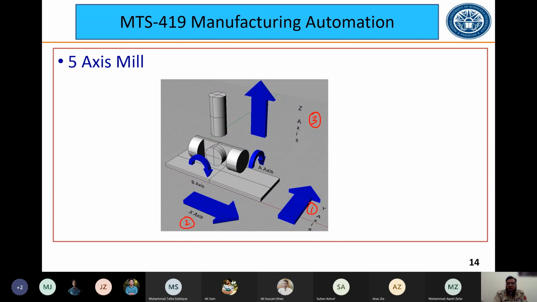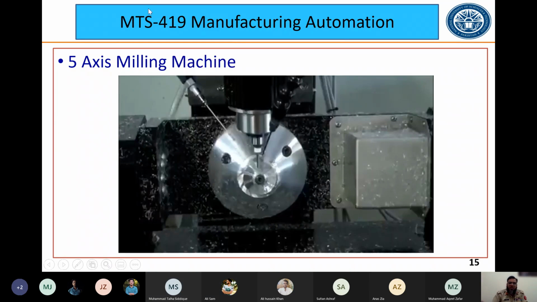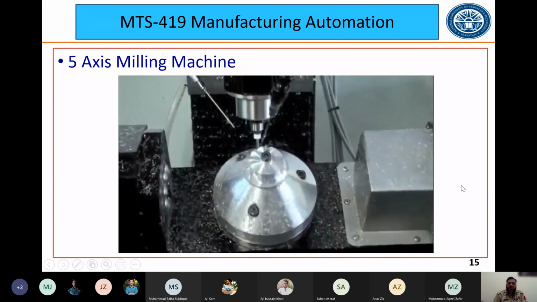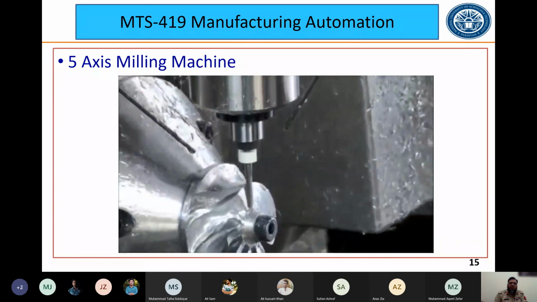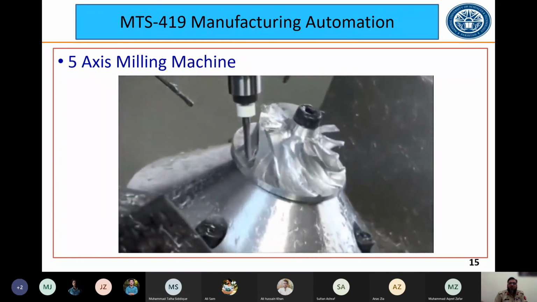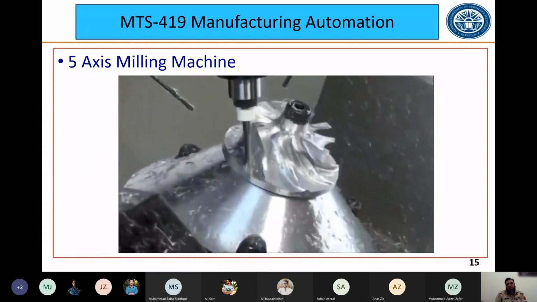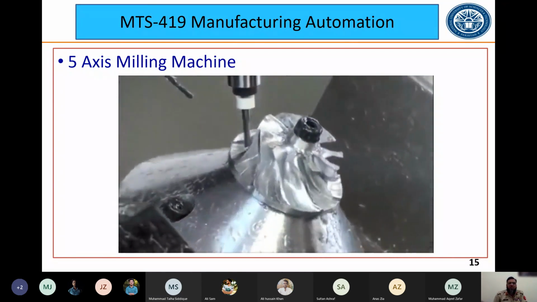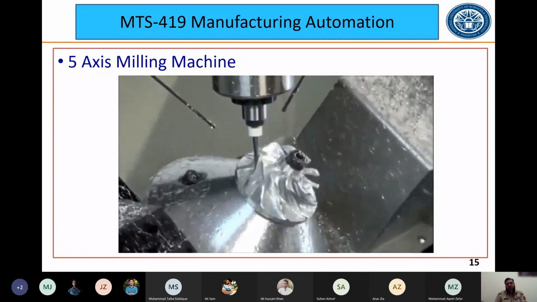Are we now clear how the other 2 or 3 axes can be added to the machine? Yes, sir. Okay, that's great. So let me give you an example. This is a video which you can see. This is an impeller of a turbine which is being cut on a 5 axis mill machine. You can see the work part is being moved with the help of the 5 axis machine, and this impeller is being cut. These kinds of intricate parts are being manufactured with the help of more than 3 axis mill machines.